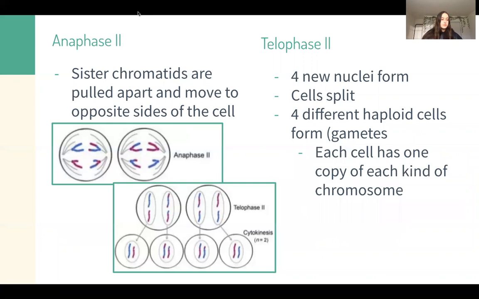Okay, and then anaphase 2 is where the sister chromatids are pulled apart and moved to opposite sides of the cell. And then telophase 2 is where 4 new nuclei form and the cells split. The 4 different haploid cells form gametes. This is where each cell has one kind of each kind of chromosome.